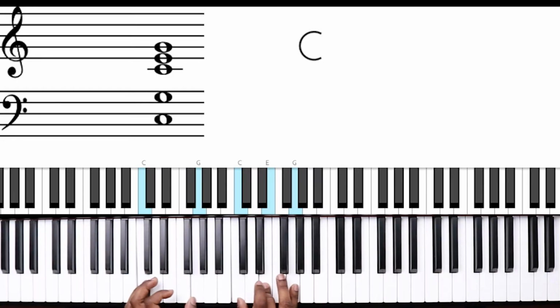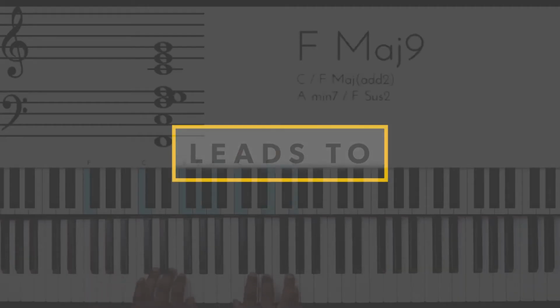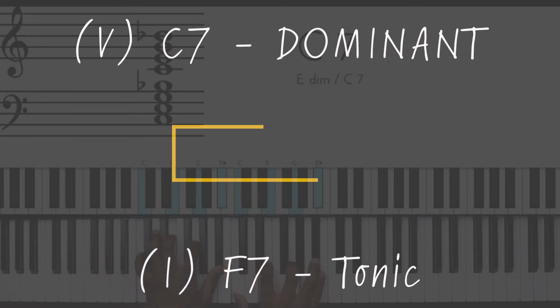Now, you may be wondering, what does that have to do with anything? If we apply that principle to going to F, the dominant chord of F would be C. And we play dominants as dominant 7 chords, so I should have said G dominant 7, C dominant 7.